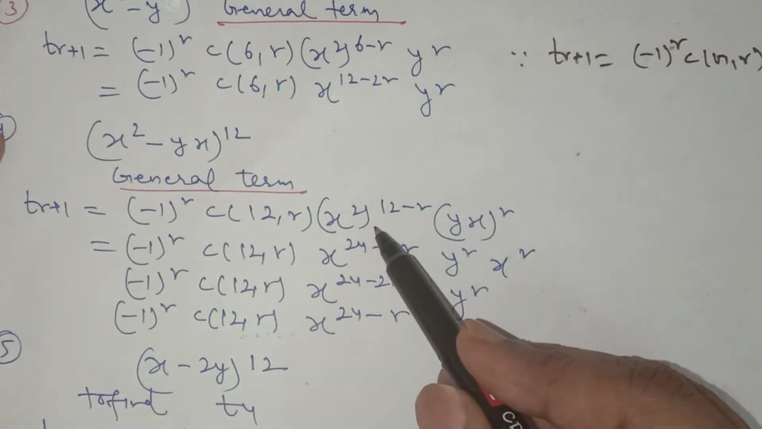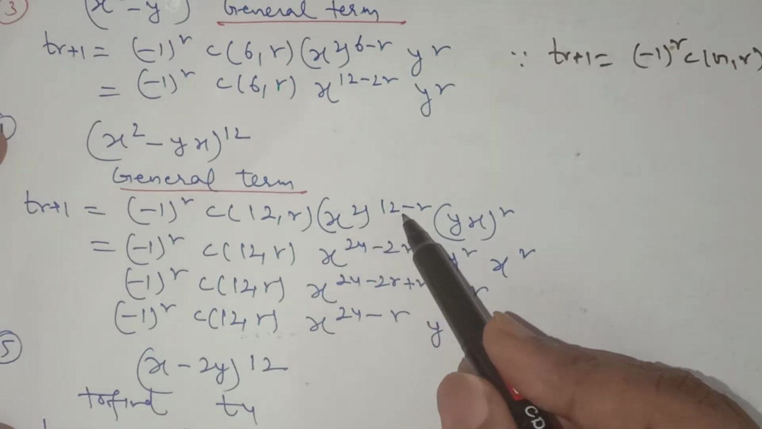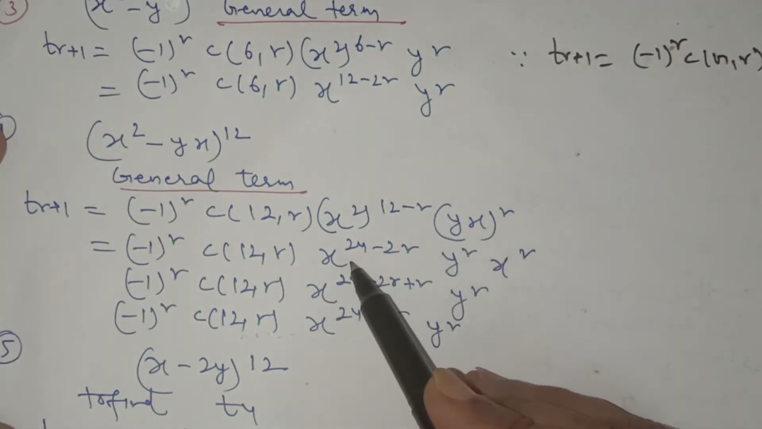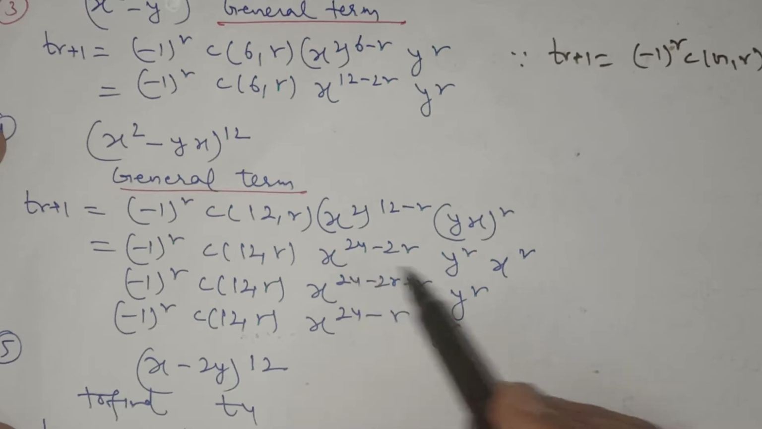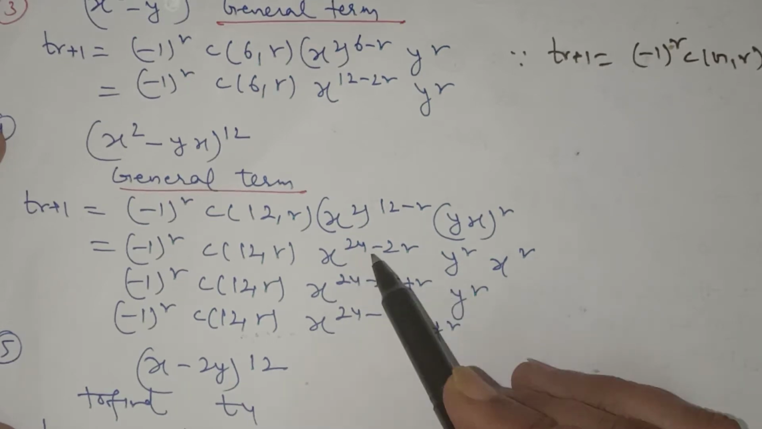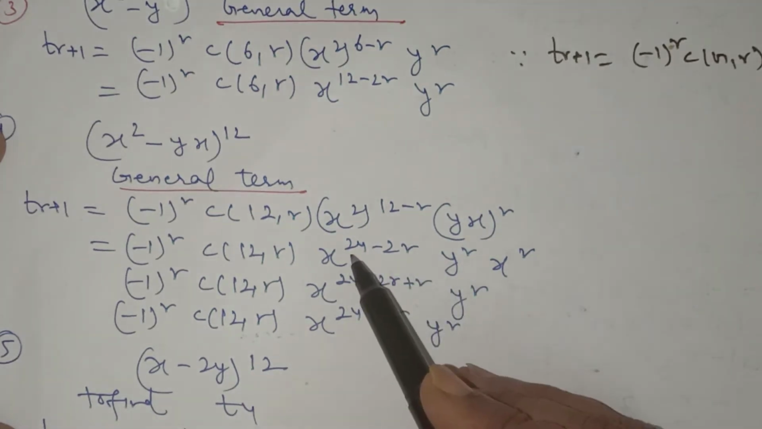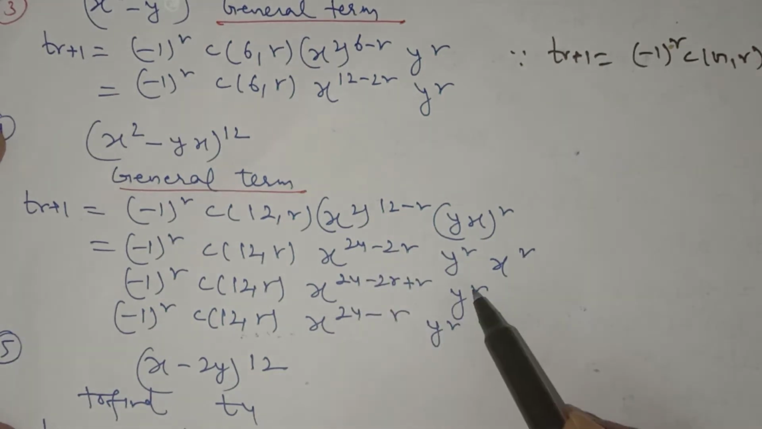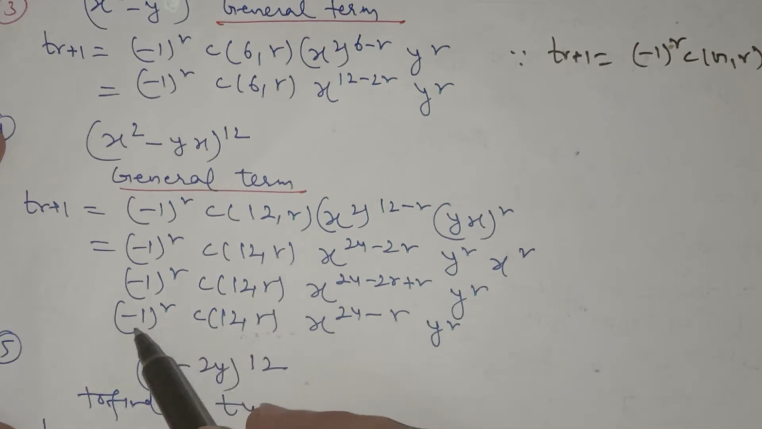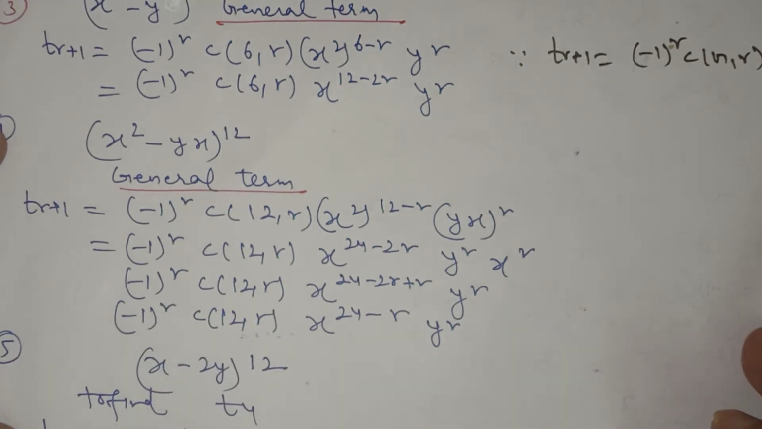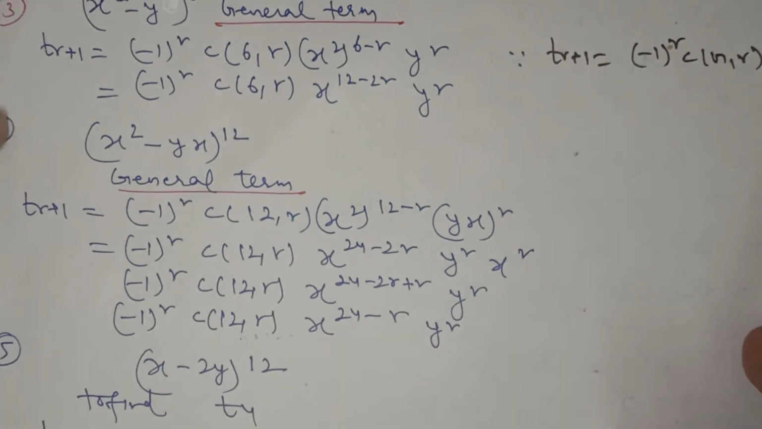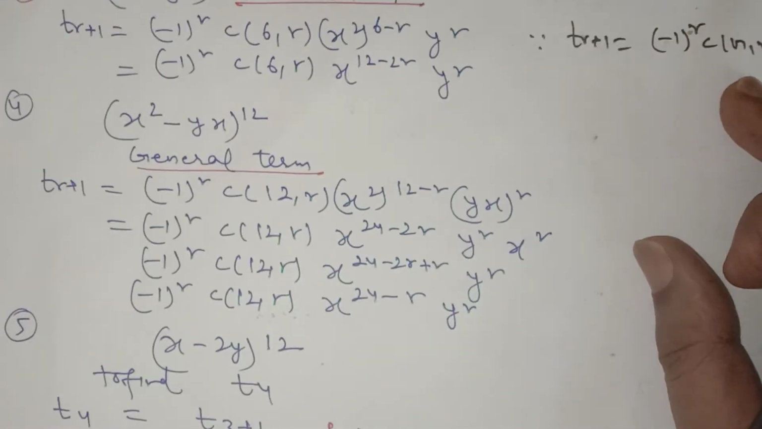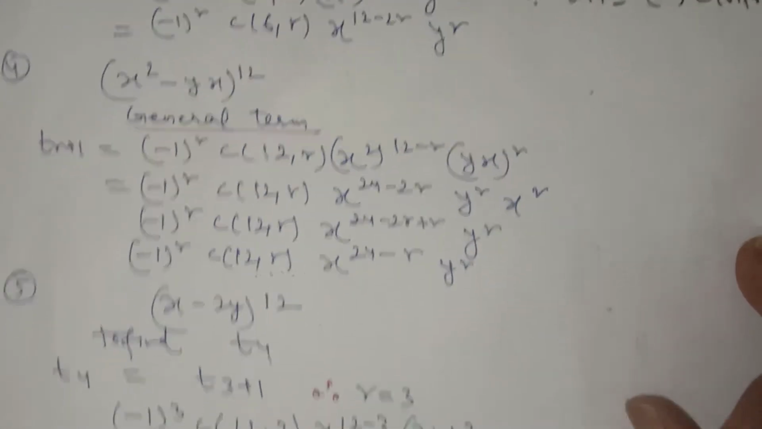So it comes out to be x^(24-2r) y^r x^r. On multiplication, when we have the same base, that is x and x, the powers will be added. So 24 minus 2r plus r comes out to be 24 minus r, y^r, and C(12,r) (-1)^r will be its general term. So we are using this formula to find the general term of any binomial for any positive integer.